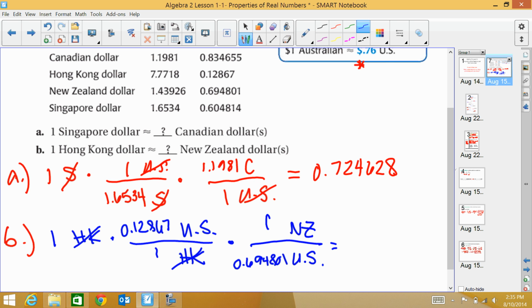And we get 0.1851897. That is the entire answer. And remember, that is in New Zealand dollars. So you can put about 19 cents in New Zealand dollars if you want, or you could leave the answer like this, which is what the book has.